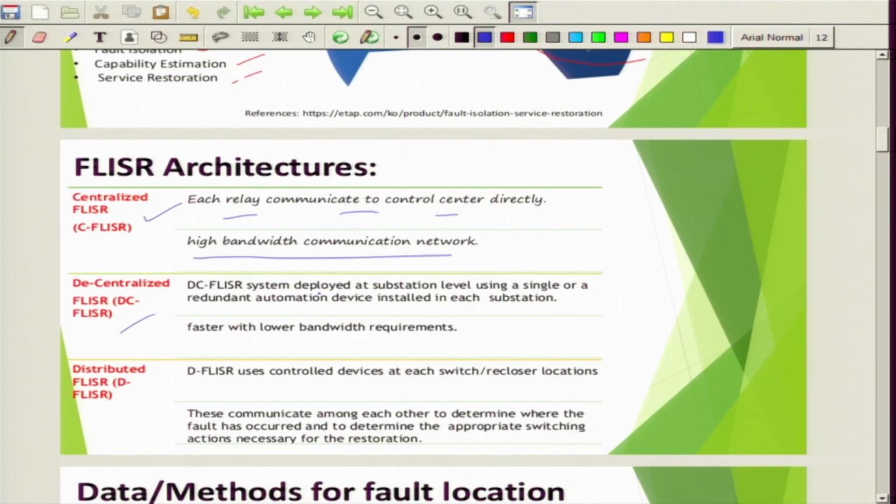Here the system is deployed at the substation level using a single or a redundant automation device installed in each substation, faster with lower bandwidth requirements, because it is decentralized.